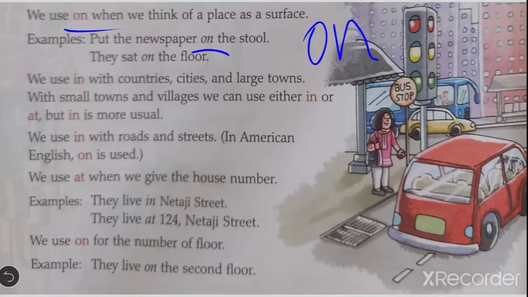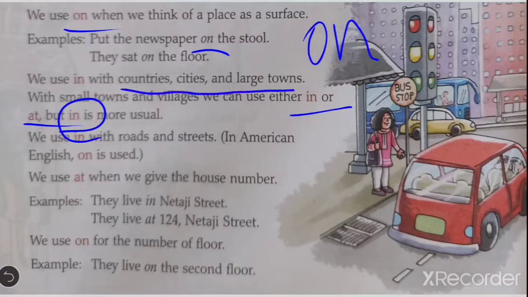Now look, we use in with countries, cities and large towns. With the small towns and villages, we can use either in or at, but in is more useful. Both are correct, but in is more useful. People are mostly using in. So remember these two: countries, cities and large towns, because they are also one particular place. So while using each we can use in or at, but in is more usual.